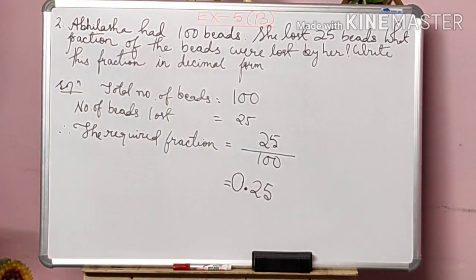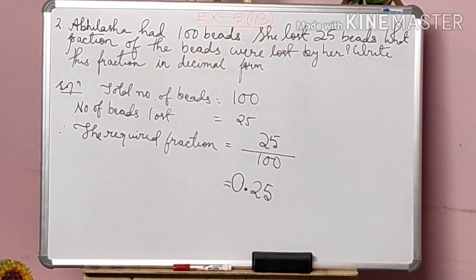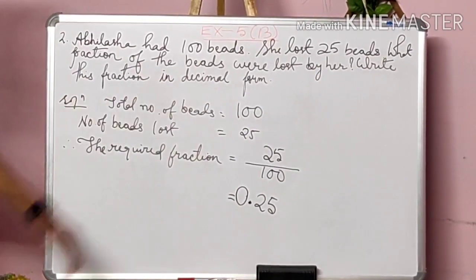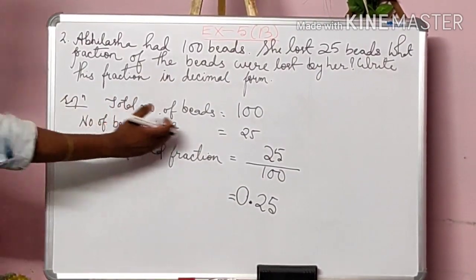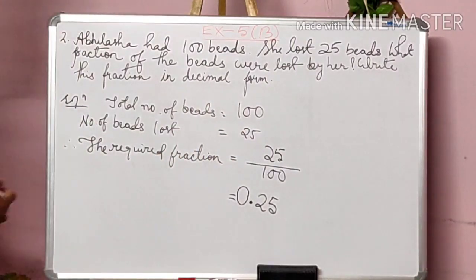So I think this question is completed also. You see that again I am repeating, total number of bits were there 100. Number of bits lost was exactly 25. So the required fraction is 25 by 100.